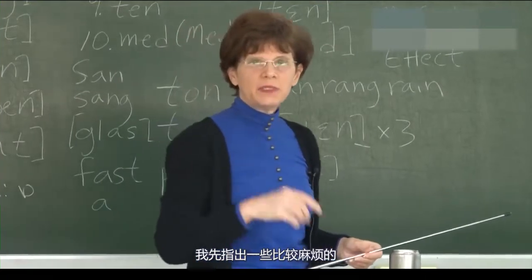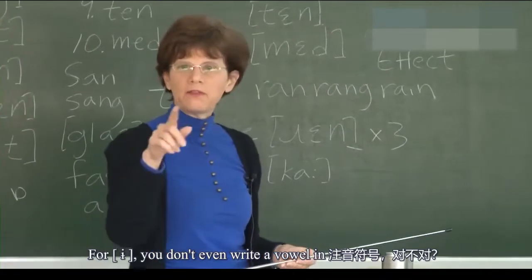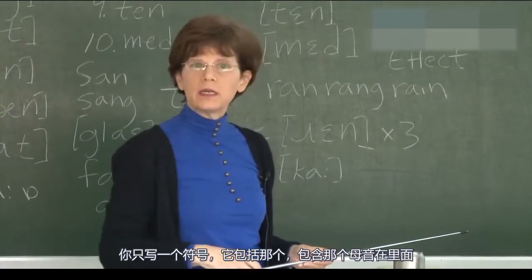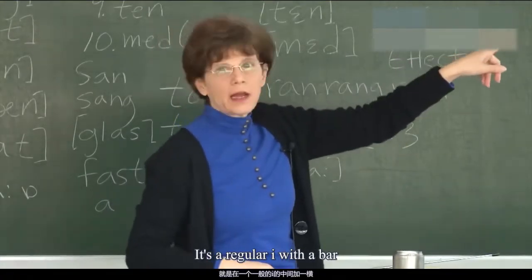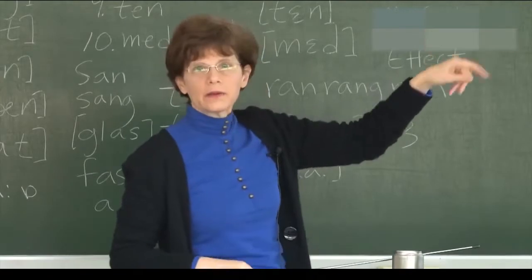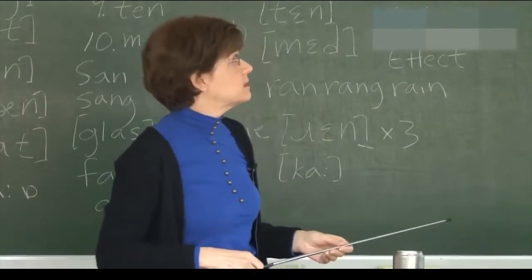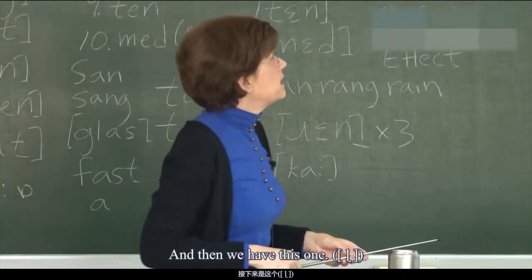我先指出一些比较麻烦的 U, use a Y. For you don't even write a vowel in 注音符号，对不对？你只写一个符号，它包含那个母音在里面，就是这个。It's a regular I with a bar. It's high, mid. Okay?